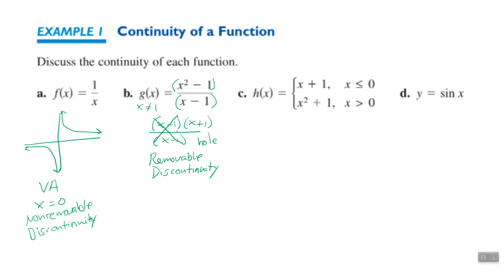All right, we just removed it by canceling it out. I mean, technically it's still going to be a hole, but if we could fill in that hole value with just using the function x plus 1 as our graph, that would fill in the hole. That would be a removable discontinuity.